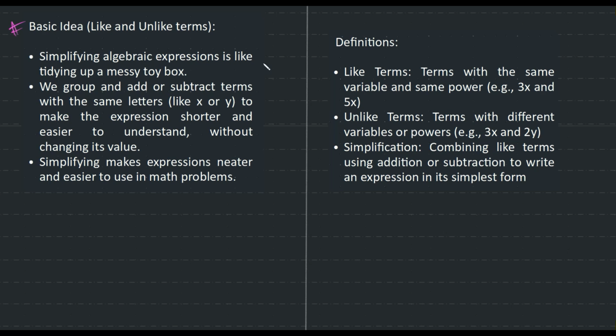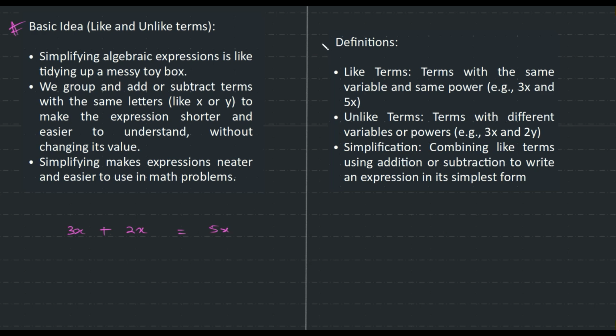Simplifying an algebraic expression is like tidying up a messy toy box. We group and add or subtract terms which are of the same letters like X or Y to make the expression shorter and easier to understand without changing its value. Simplifying makes expressions neat and easier to use in mathematical problems. So basically, instead of writing 3x and 2x, that is 3 apples and 2 apples, I can write it as 5 apples.